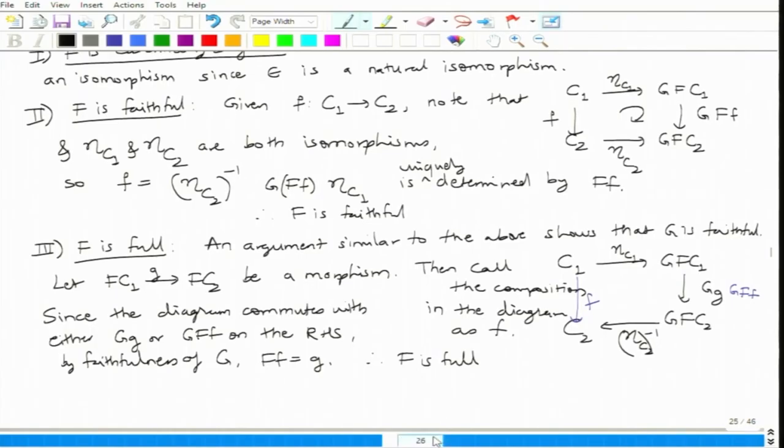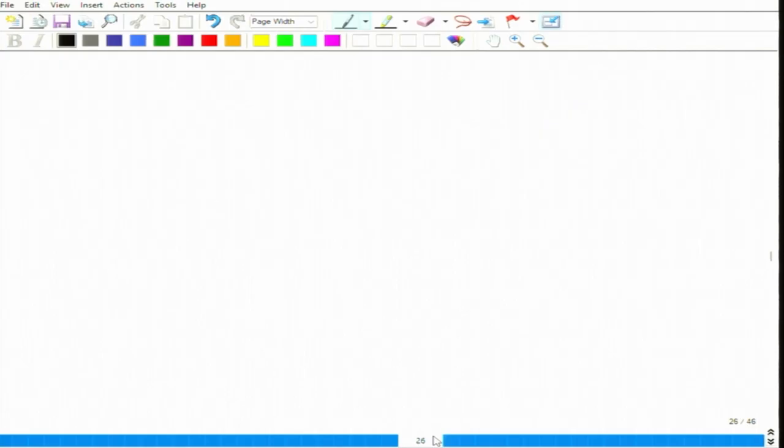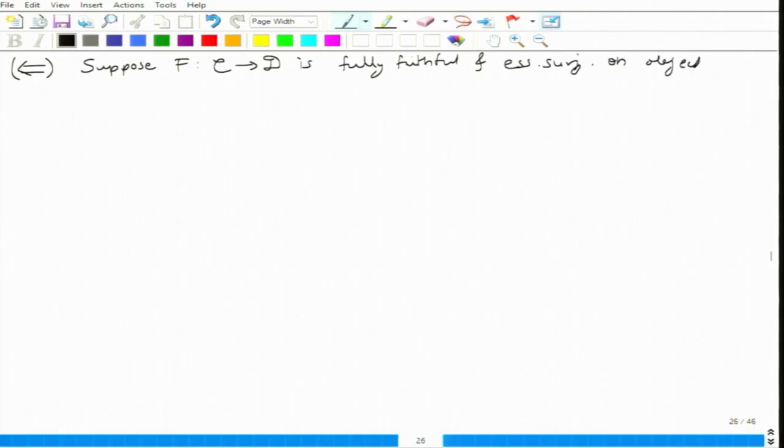Okay, I'm going to take a new page now to prove the converse part. So the converse part says that suppose F from C to D is fully faithful and essentially surjective on objects. Now we have to construct some G. We need to construct a functor G, and on top of that, we also need to construct the natural isomorphisms eta and epsilon. So there is a lot to construct. The only thing that we know is the axiom of choice.